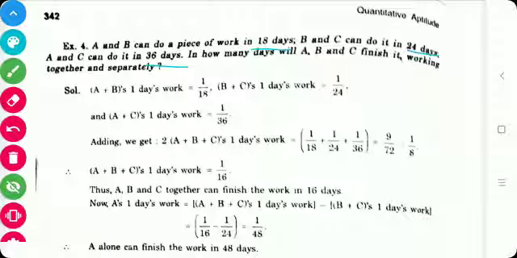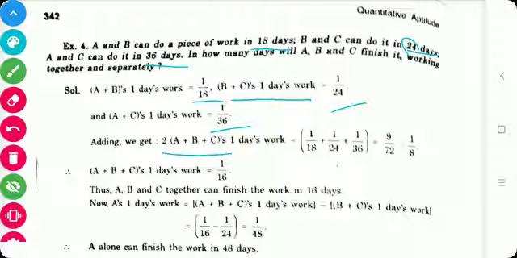So first is A plus B. So A plus B's 1 day work is 1 by 18. Likewise, B and C's 1 day work is 1 by 24. A plus C's 1 day work is 1 by 36. So if we add this, the left hand side is 2 times (A plus B plus C)'s work, which is equal to 1 upon 18 plus 1 upon 24 plus 1 upon 36.